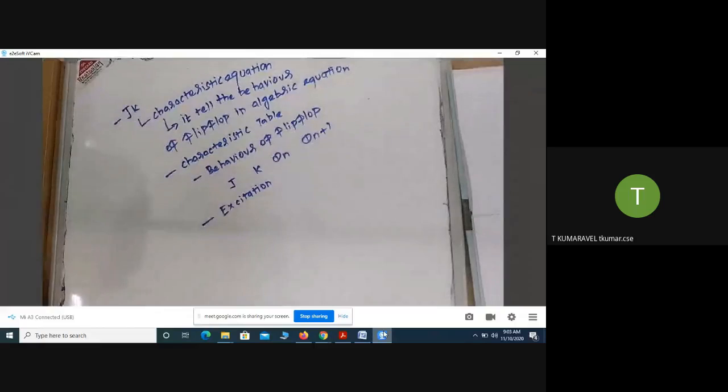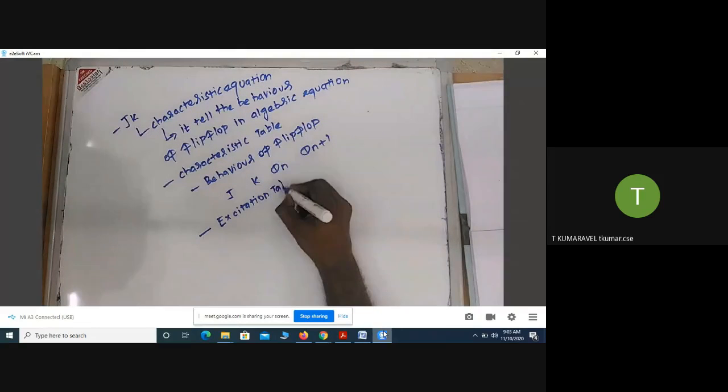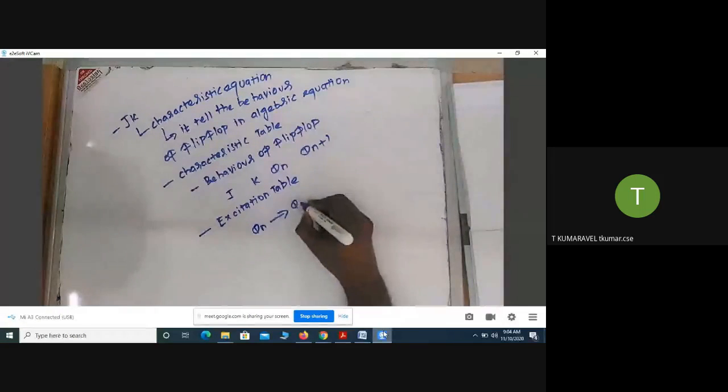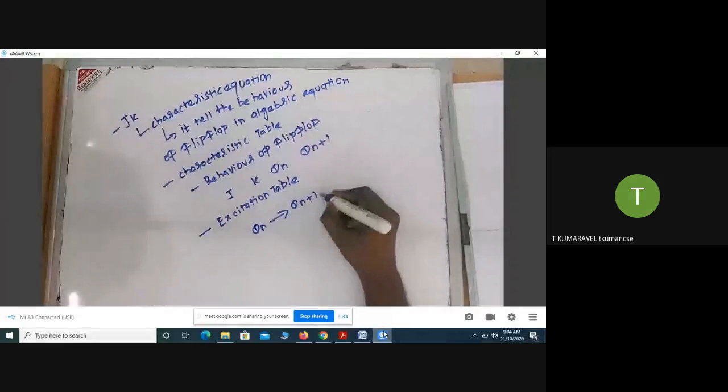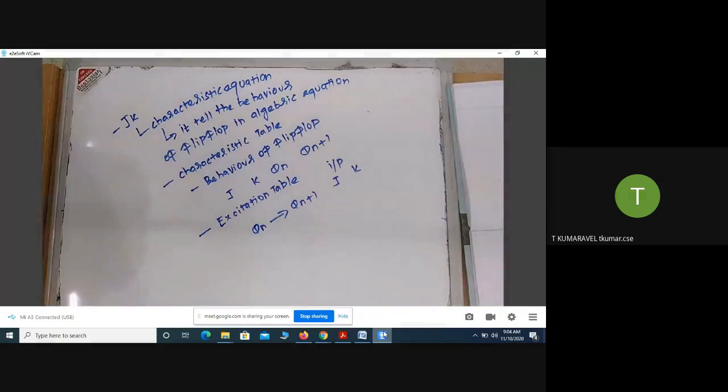The excitation table is, for example, this is a previous state output, and this is the current or next state output. Means, what is the input combination for J and K? That can be represented in tabular format. The table we call the excitation table. And then last we have seen the state diagram.